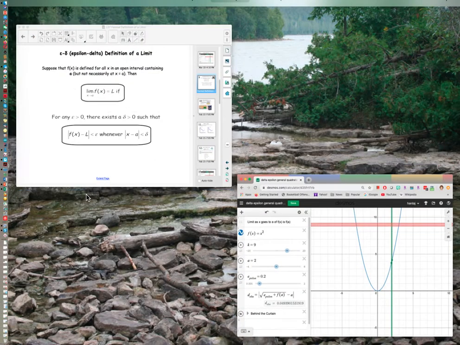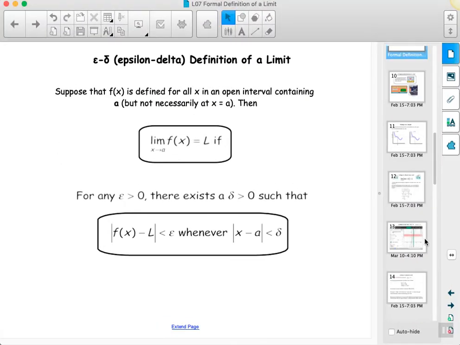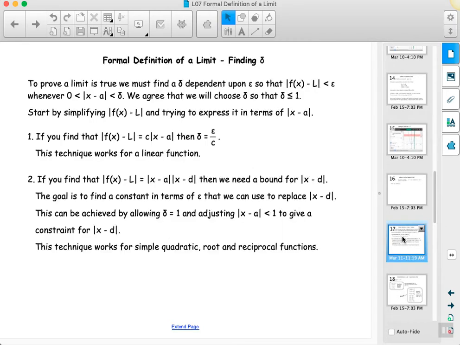And what we're going to work on today is formally proving limits. So I'm going to go to slide 17. On slide 17, if we're going to prove a limit is true, we're going to start with the absolute value of f(x) minus L is less than epsilon, then manipulate that side, and try to express it in terms of the absolute value of x minus a. And then we'll use that to pick a delta.